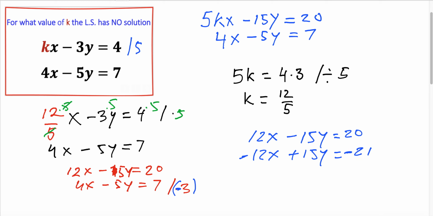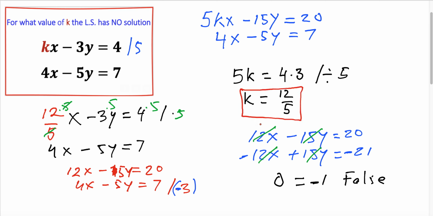And now what can we do here? We can cancel 12x and minus 12x, and minus 15y and plus 15y. What's going to happen here? Here, 0 is going to remain. And on the other side, it's 20 minus 21, which is minus 1. So this is false. It means the system of linear equations doesn't have a solution. So the right value for k is the value of 12 divided by 5, one of the values.